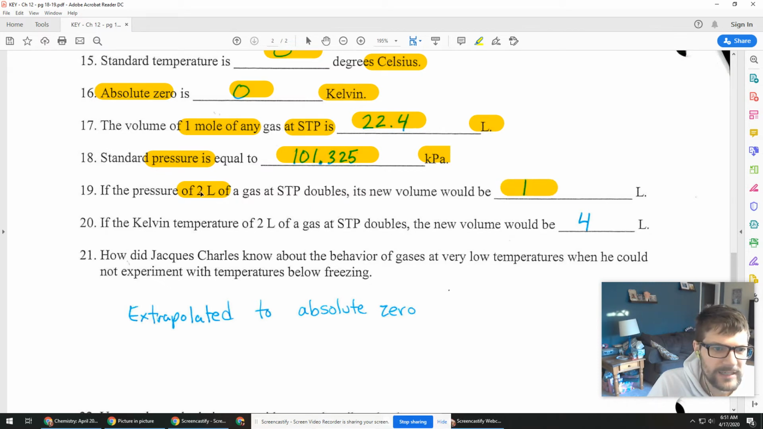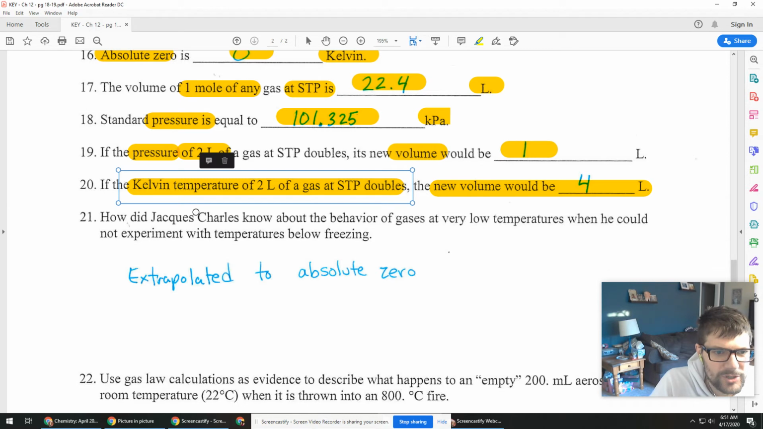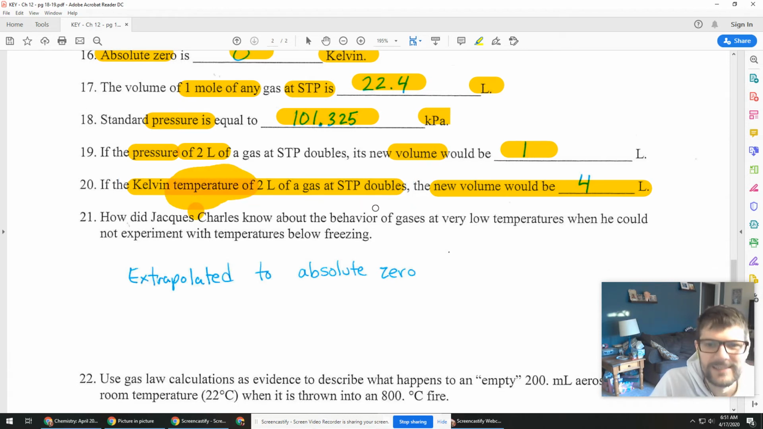The pressure of 2 liters of a gas doubles, so its new volume would be 1 liter. So this is relating pressure to volume. So if we are doubling the pressure, the volume would be half. If the Kelvin temperature doubles, the new volume would be, so this is doubling temperature. Temperature, and we're looking at volume. Those are directly related. So as I double this, this is going to double as well.